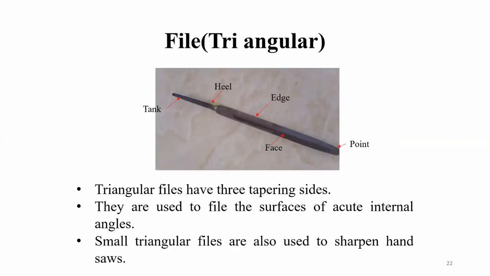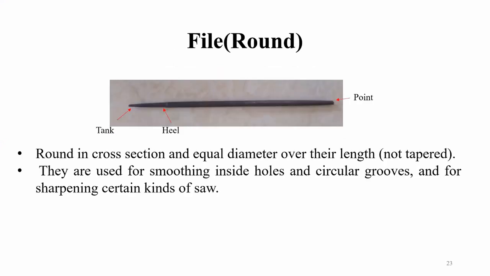In case of triangular, this one is used to smoothen the angle. Say for example, if you have a right angle, you can see a corner there. So these triangular files are used to smoothen that particular angle. And the other one is round files. This one is used to make a smooth surface in a circular groove.